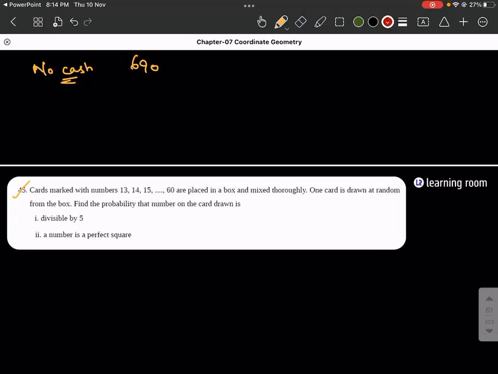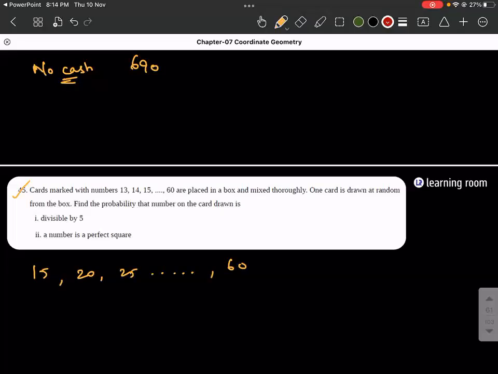So divisible by 5 means what are the numbers that are possible? 15, 20, 25, 30. Okay, listen, 1 minute. See, if it was still 600, you will not sit and write everything, no?